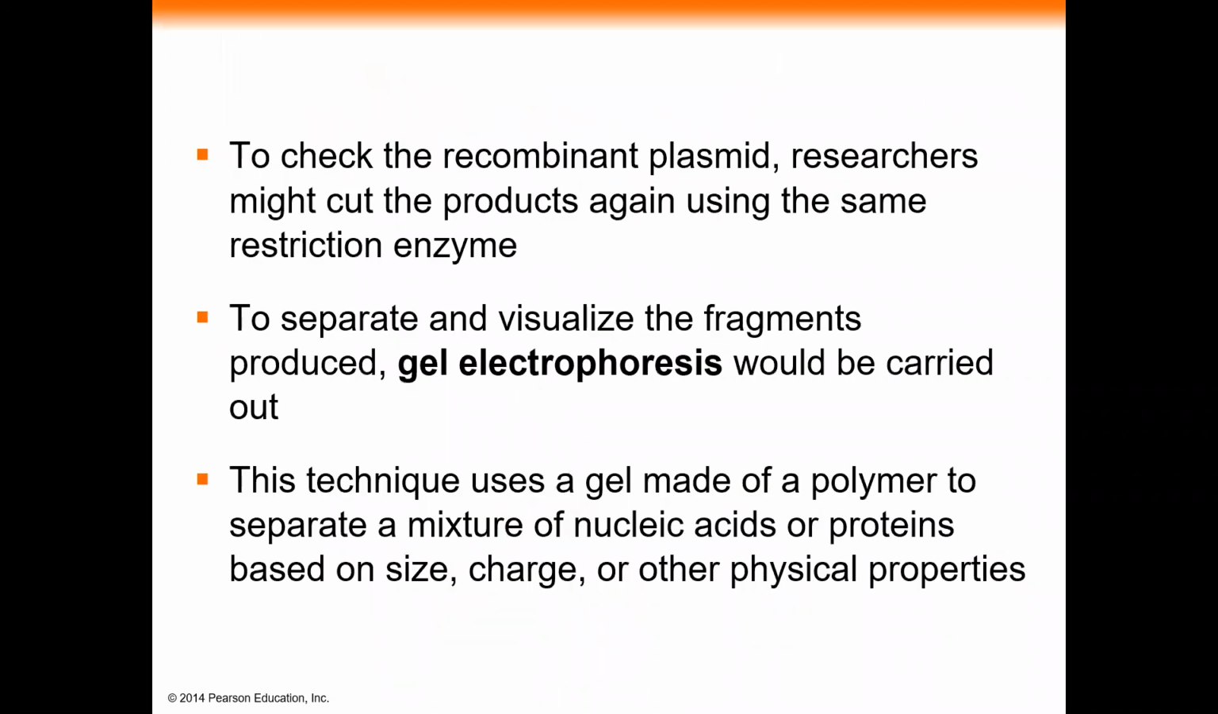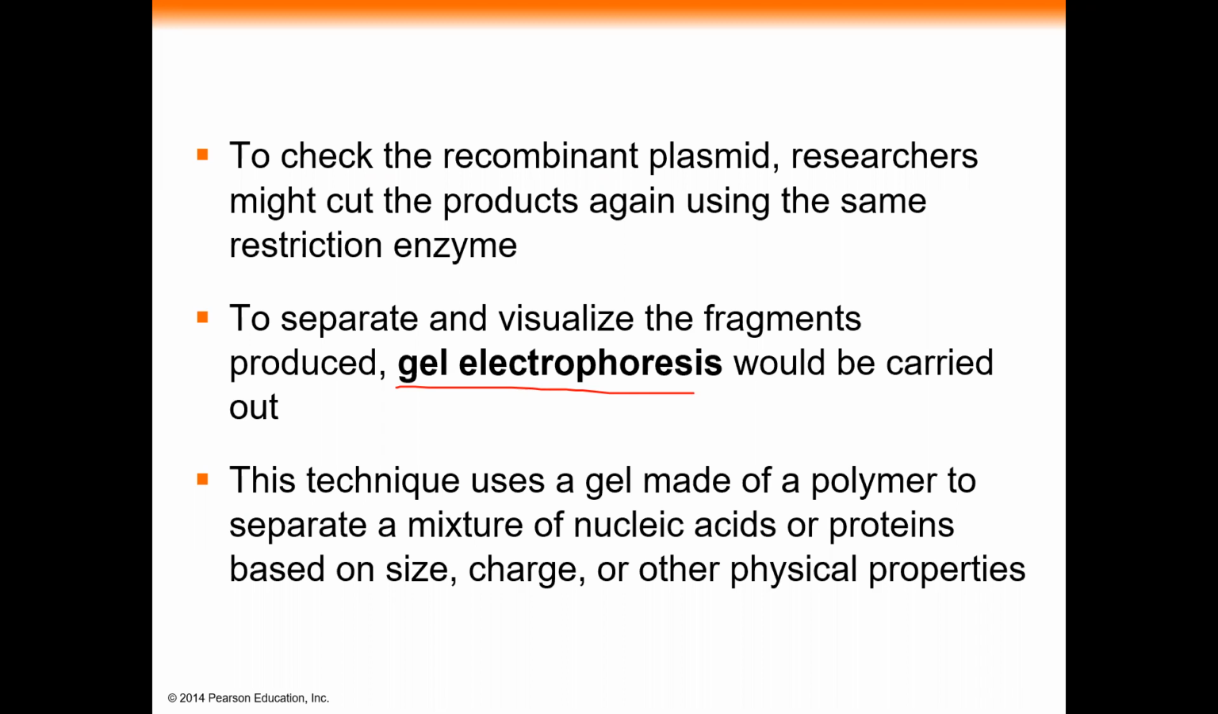So to check recombinant plasmids, you might cut the products again using the same restriction enzyme, to see whether or not your gene went exactly where you needed it to go, and whether or not it inserted properly to make that recombinant fragment. You can use gel electrophoresis. You can separate the fragments so that you could tell whether or not, again, your gene of interest was inserted properly into the plasmid.